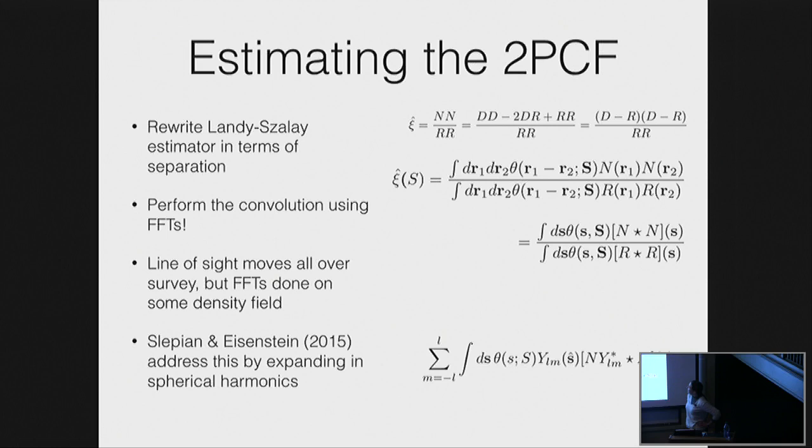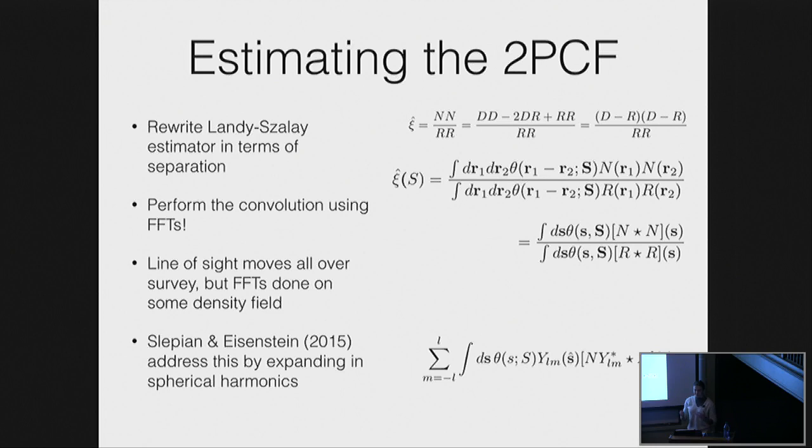Because it's convolutions, we can do this with Fourier transforms, because a convolution is just a product in Fourier space, and that is what makes this computationally useful. And the Slepian and Eisenstein paper found a way to preserve understanding of anisotropy by essentially weighting the convolution, and then sorting by radial bins and by spherical harmonics.